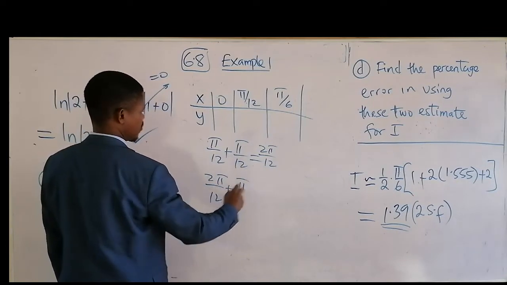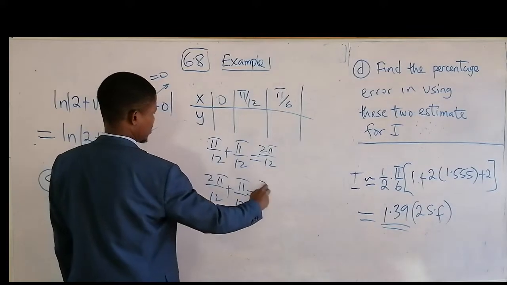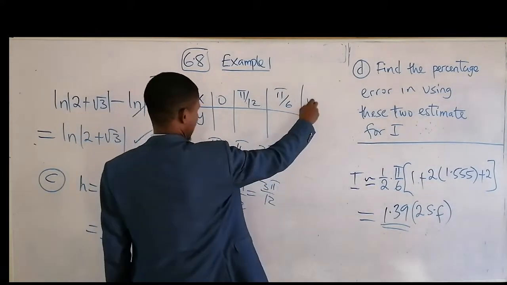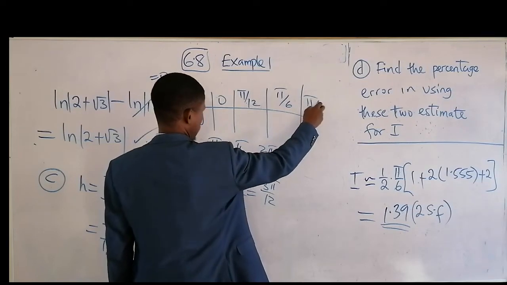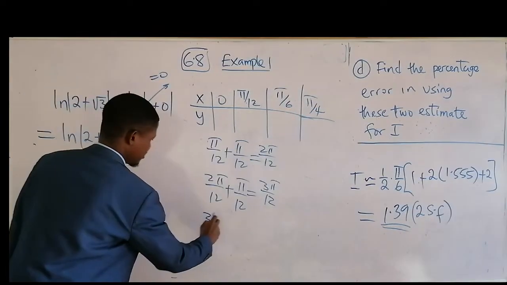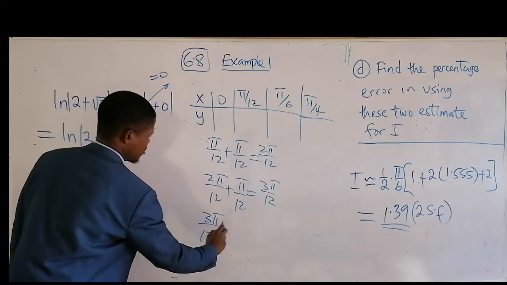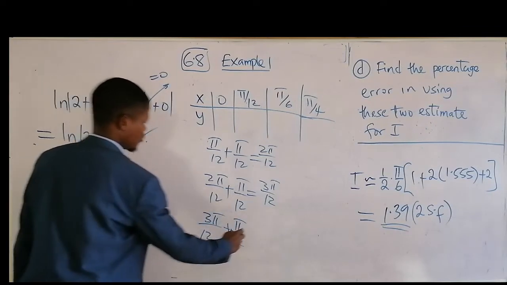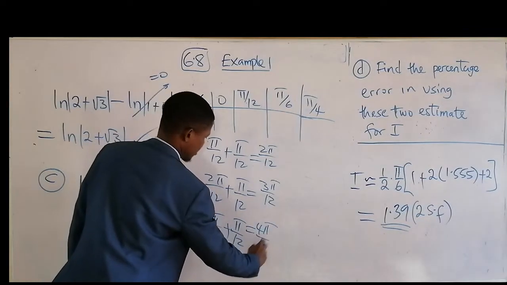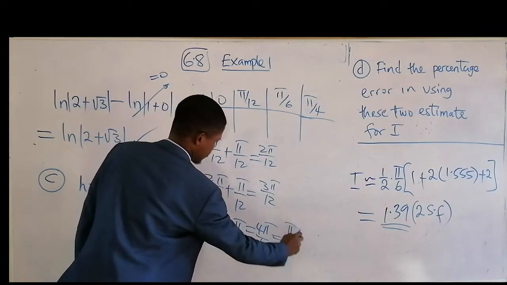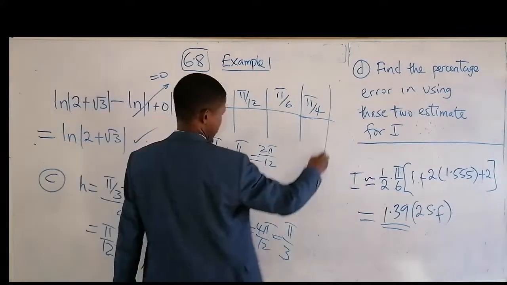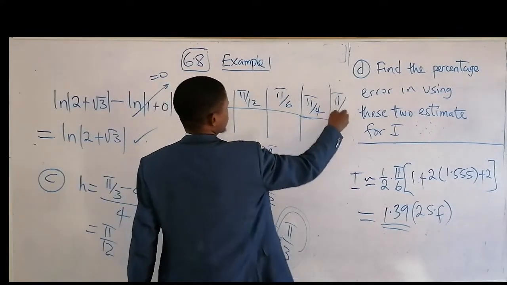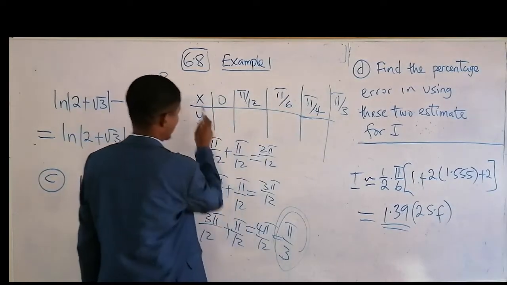which is 3 pi over 12, and that will be pi over 4. Then again, keep adding, 3 pi over 12 plus your h, which is pi over 12, which is 4 pi over 12, and that's pi over 3. So you stop at the value of your upper boundary. So that's where your x value will end.